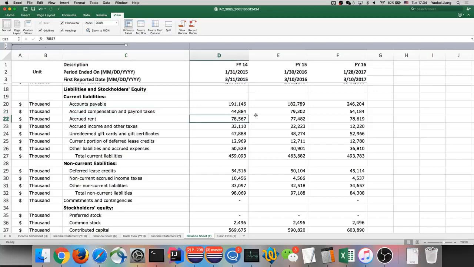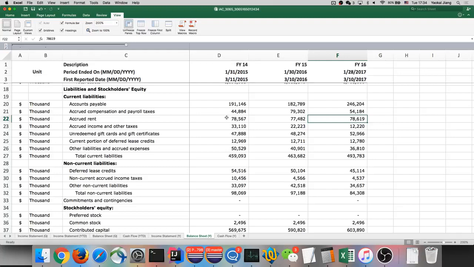Accrued compensation and payroll tax. This is kind of frivolous, in the sense that I ended the reporting at a particular day that does not line up with the payroll days. If I pay on the first of every month and the period ends on the last of that month, you basically have a month of liability that you have to pay to your employees. That's what it shows. Accrued rent, same thing.